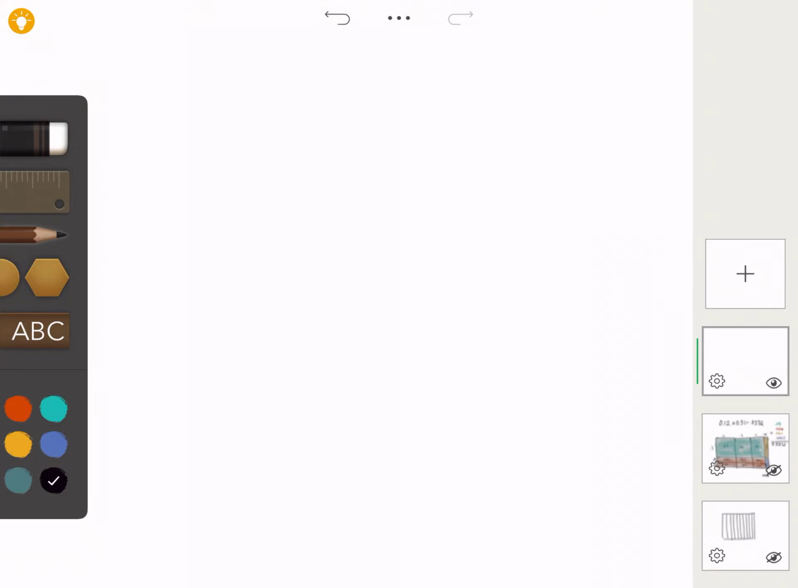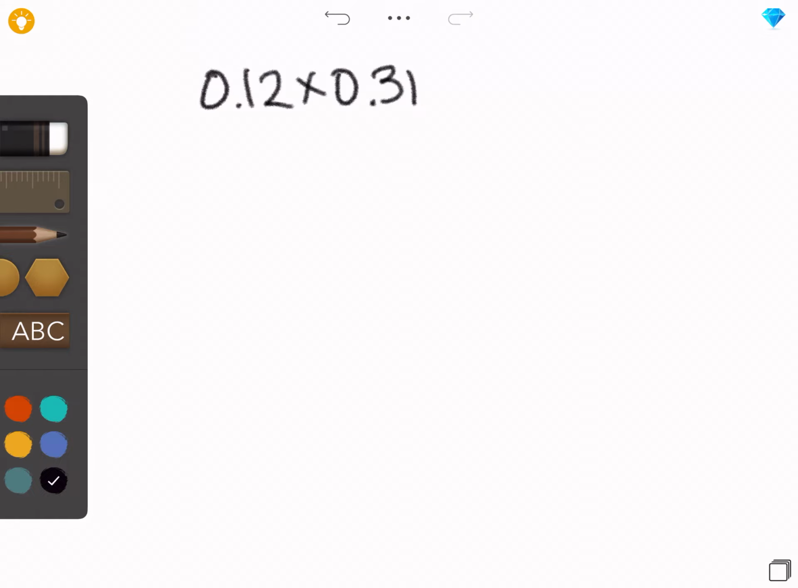to be multiplying 0.12 by 0.31, or 12 hundredths by 31 hundredths. Because I don't have whole numbers and I don't have tenths here, I am going to have to use an array or an area model.